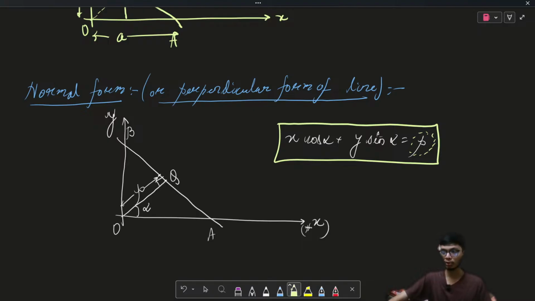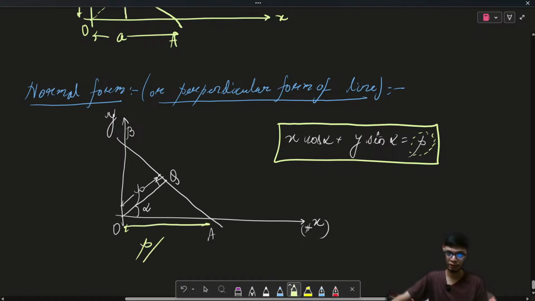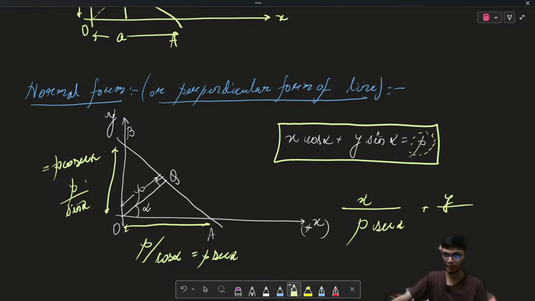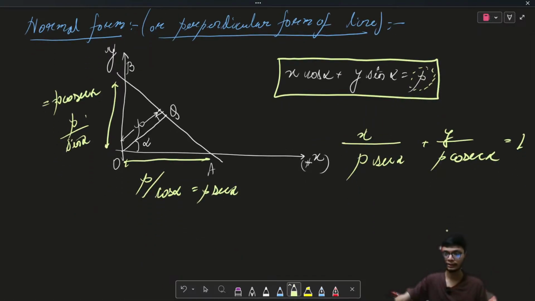Now this can be easily derived. If you find the length of OA, that is going to be P upon cos alpha, or P secant alpha, and similarly the length of OB is going to come out as P upon sin alpha, or P cosecant alpha. So if you know the intercepts of the line, then the equation of the line in intercept form can be given as x upon P secant alpha plus y upon P cosecant alpha is equal to 1. From here you can easily obtain this equation of the line.